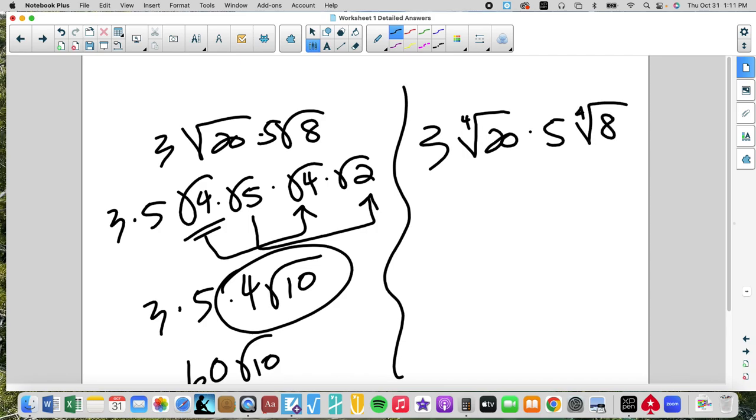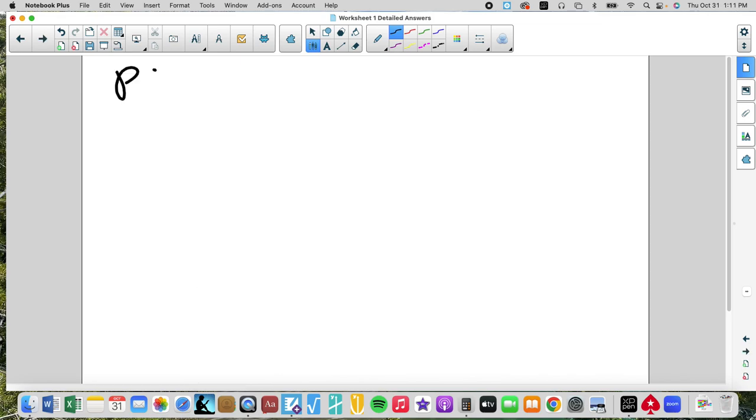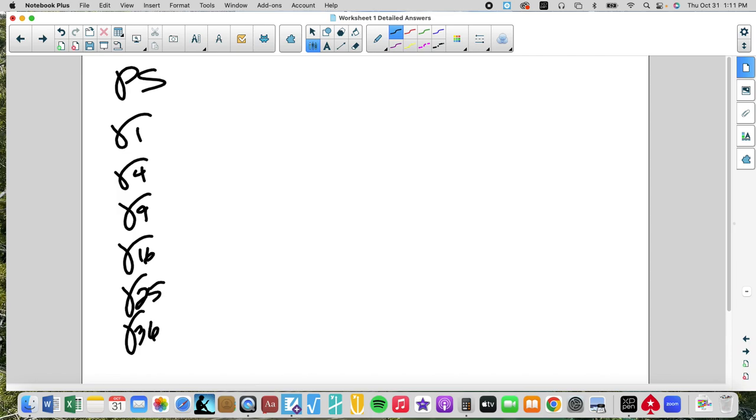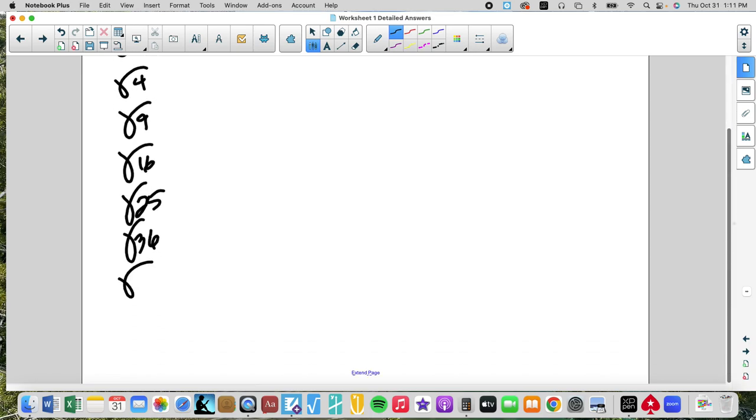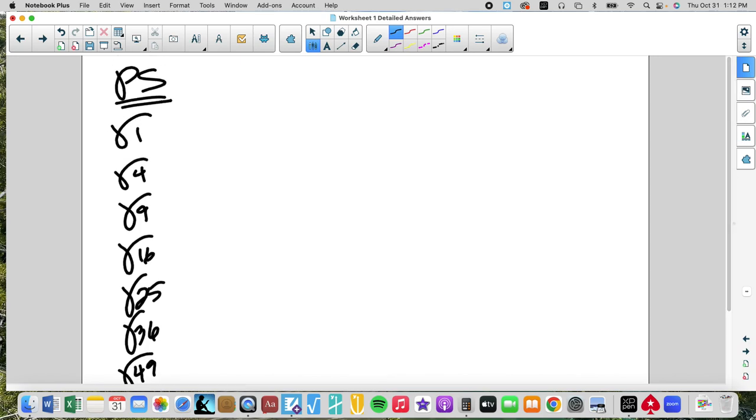So, perfect fourths. We know perfect squares are square root of 1, square root of 4, square root of 9, square root of 16, square root of 25, square root of 36, square root of 49, square root of 64, square root of 81, square root of 100. All right, those are perfect squares.